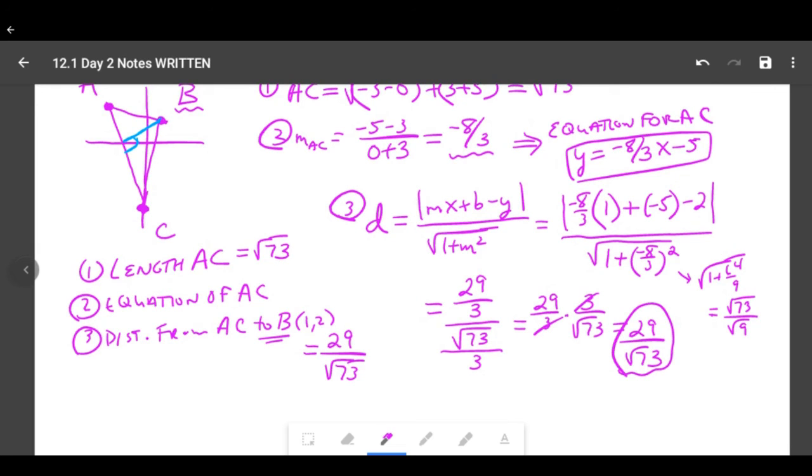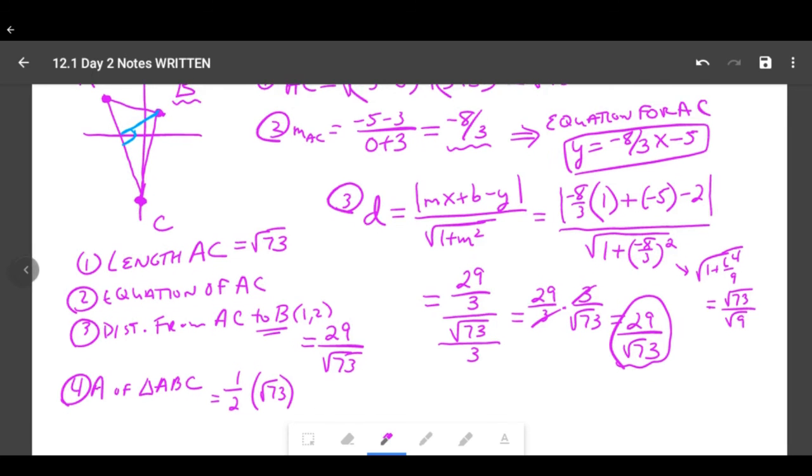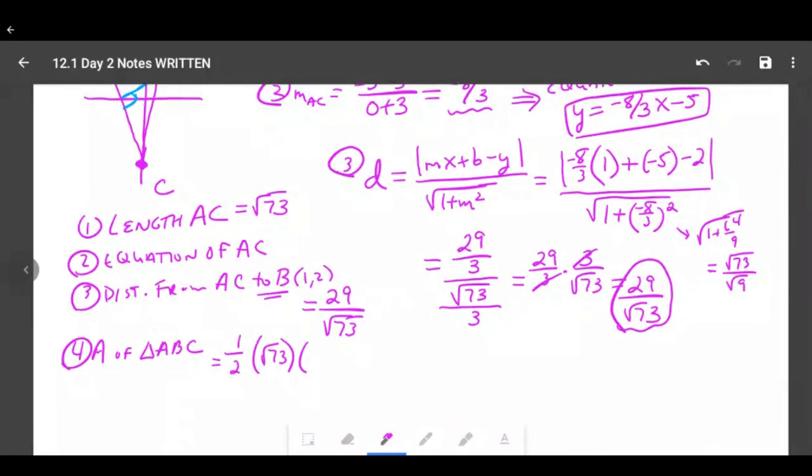So my last thing now is I just want to find the area of triangle ABC, right? That's all we've got to do. And that's simply just going to be 1/2 the base. Well, because they're perpendicular, we can let AC be the base. And from part 1, we found that the length of AC was the square root of 73. And then from part 3, we found that the height, the perpendicular height, is 29 over the square root of 73. So if you look, nice and neat, oh look, these cancel. So ultimately, I'm just going to get 29 halves as the area of that particular triangle.